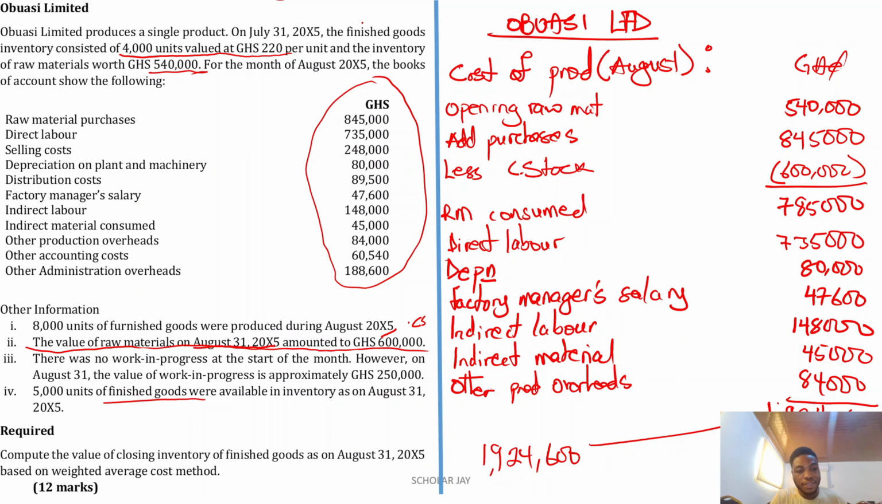Now, they mentioned that there was work in progress in the month of August 31st. There is a closing work in progress. Do you think it must be part of the finished goods? No, it has not yet reached the finished goods stage. So any form of work in progress that we had during the month of August must be subtracted.